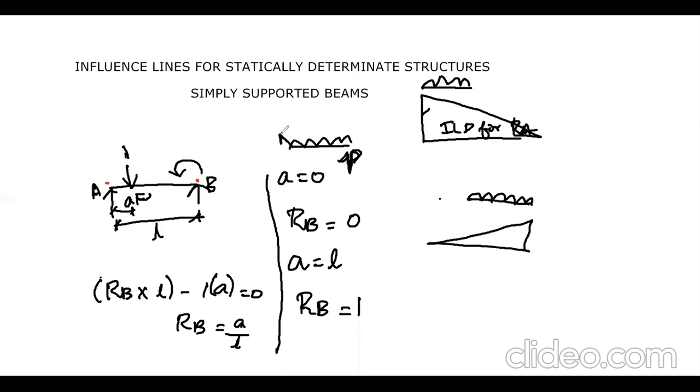This is the tail of the load. This is the head of the load. For the reaction at A, we will be placing the tail at the support A. For the reaction at B, we will be placing the head of the load at the support B. This is how we should place the load and find the values of the respective reactions, A or B. This is the purpose of finding the influence line diagram. Next, what we are going to discuss is the shear force.